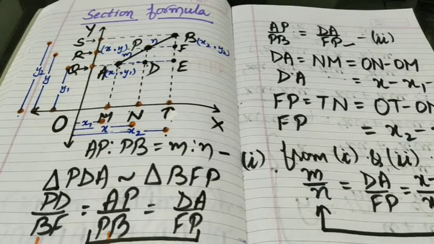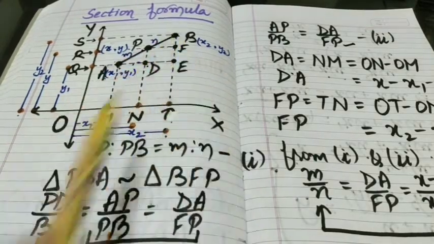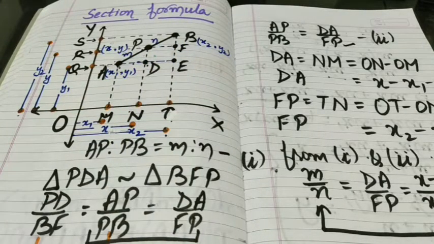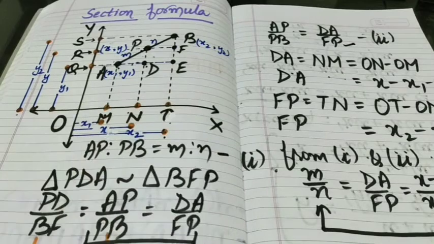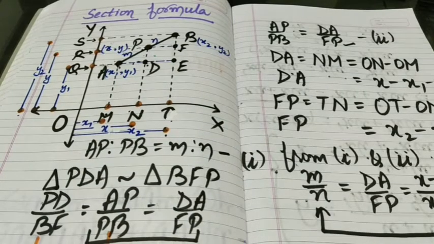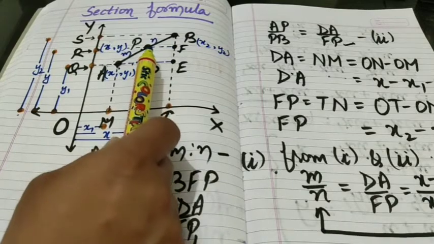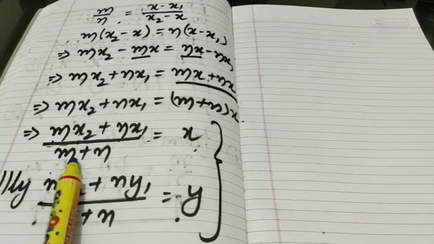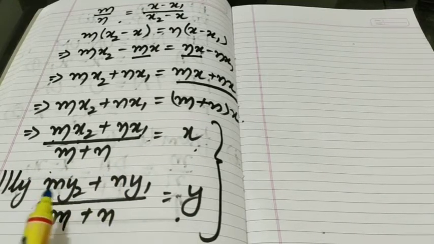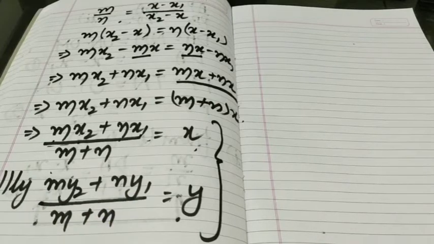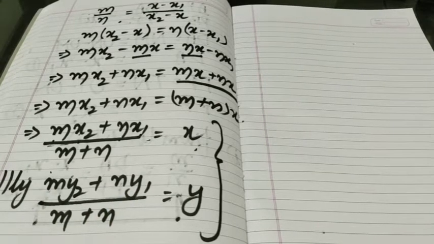In the previous video we studied the section formula, which enables us to find the coordinates of point P lying between points A and B, such that A, P and B are collinear and point P divides line segment AB in m:n. Then by the section formula, the coordinates of point P are: x coordinate is (m x2 + n x1) divided by (m + n), and y coordinate is (m y2 + n y1) divided by (m + n). Today we will discuss some special cases of the section formula.